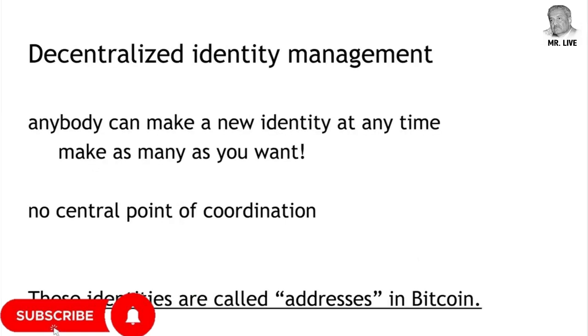This brings us to the idea of decentralized identity management. That rather than having a central place that you have to go in order to register as a user in a system, you don't need to get a username, you don't need to inform someone that you're going to be using a particular name. If you want a new identity, just make one. Anybody can make a new identity at any time, and you can make as many as you want. If you prefer to be known by 5 different names, no problem, just make 5 identities. If you want to be somewhat anonymous for a while, you can make a new identity, use it just for a little while, then throw it away.